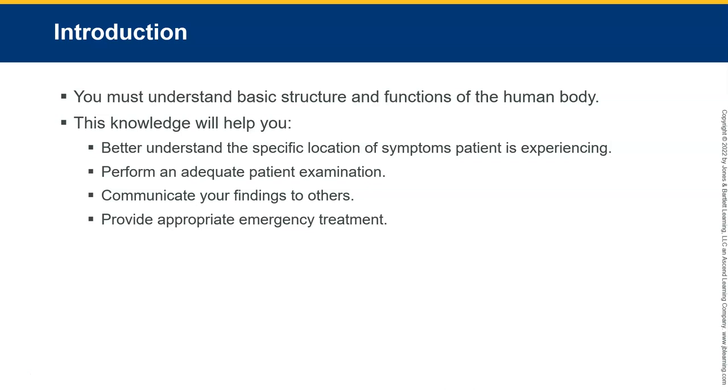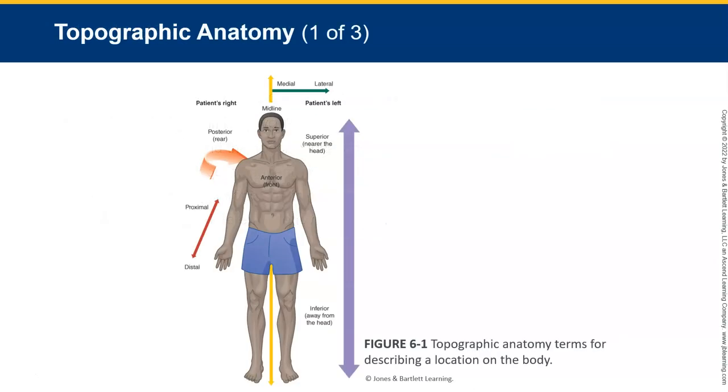This is going to help you better understand the specific location of symptoms, because we're going to name some very specific terms that describe where it's at. We're talking about the symptoms the patient is experiencing, and we'll be able to talk about specific locations. It also helps us perform an adequate patient exam, communicate our findings to other members of the emergency medical team, and provide appropriate emergency treatment for the patient's condition.